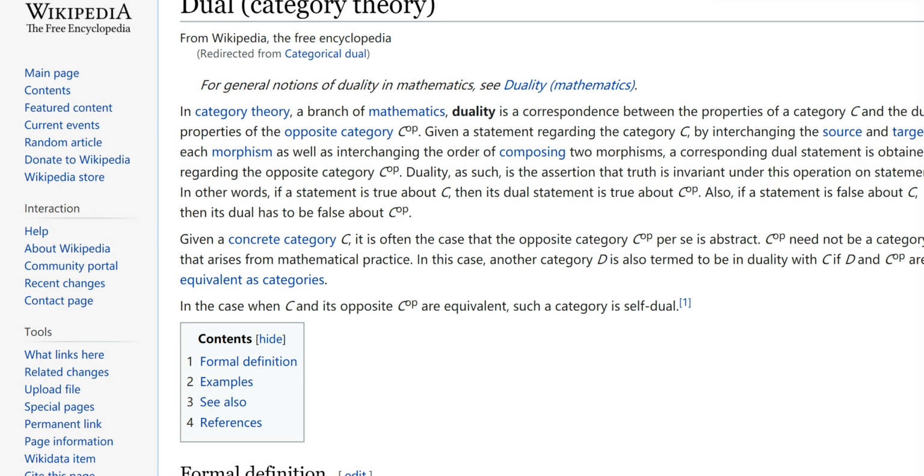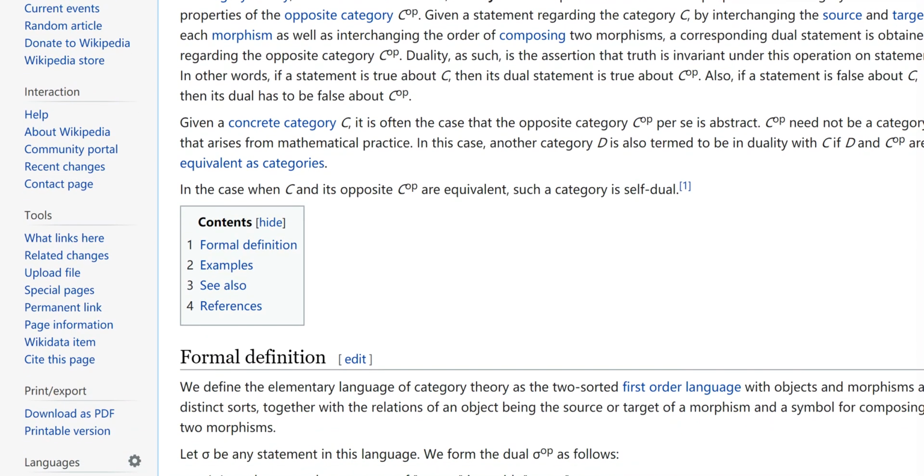Duality is the assertion that truth is invariant under this operation. In other words, if a statement is true about C, then its dual statement is true about C^op. So if a statement about product is true for C, then the statement about coproduct is true for C^op. Also, if a statement is false about C, then it still has to be false about C^op.